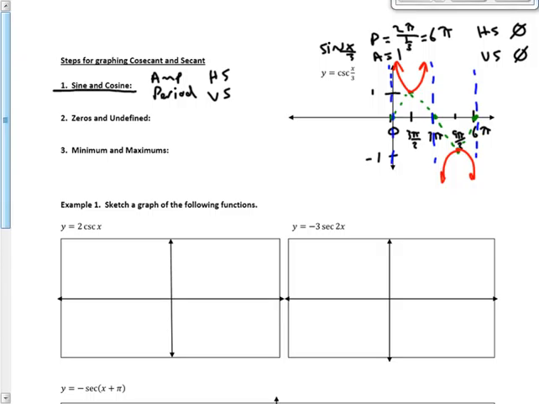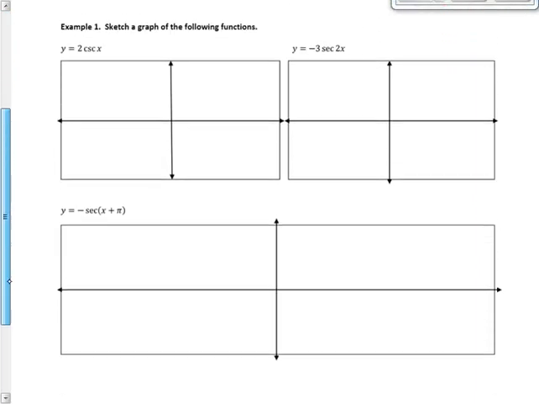You can graph these on your graphing calculator. The points that you're going to find, though, are more exact if you use that just as a checking tool as opposed to the actual way that you go about graphing these. So we've got 3 examples here. The first one, let's get through these.